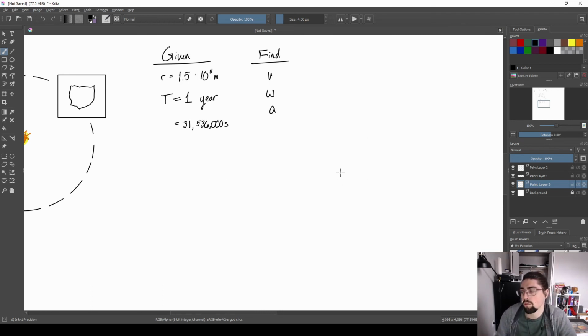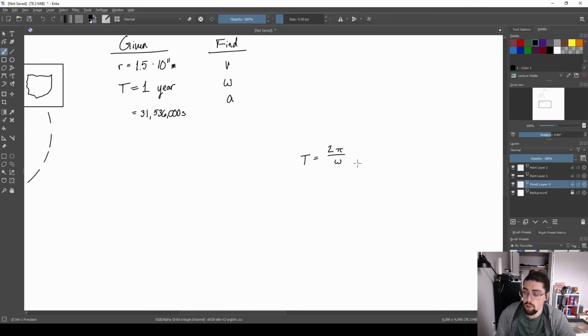But anyways, I can just solve immediately for omega. I can say that the period T is equal to 2 pi divided by omega. My period, if I use the seconds, pi is radians, so I'm already in everything that I need for standard units. Rearrange this thing: omega is equal to 2 pi divided by the period. That is, a full rotation divided by how many seconds it took to make that full rotation gives me radians per second.